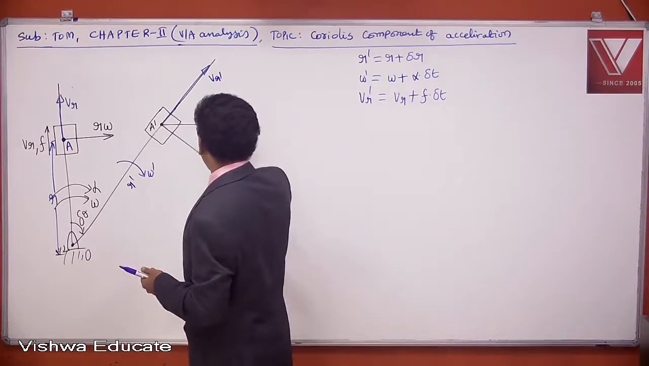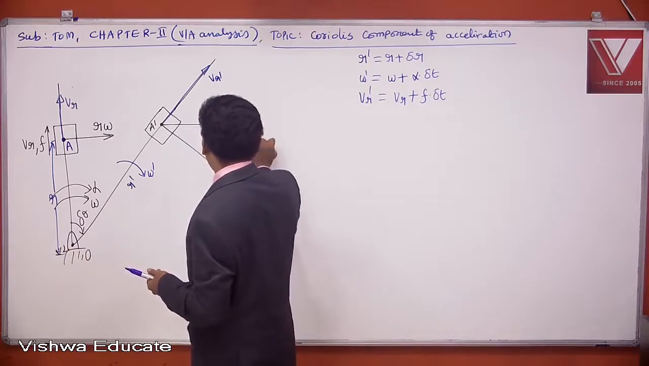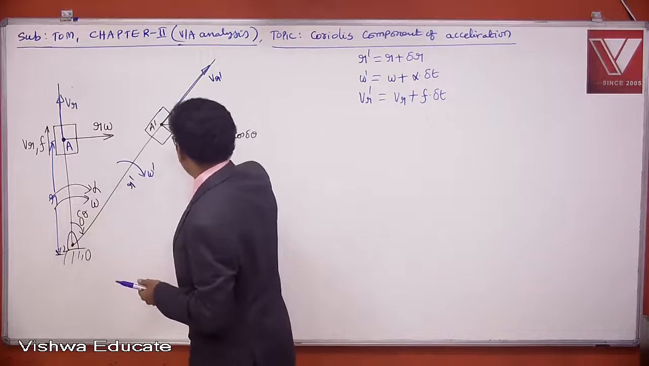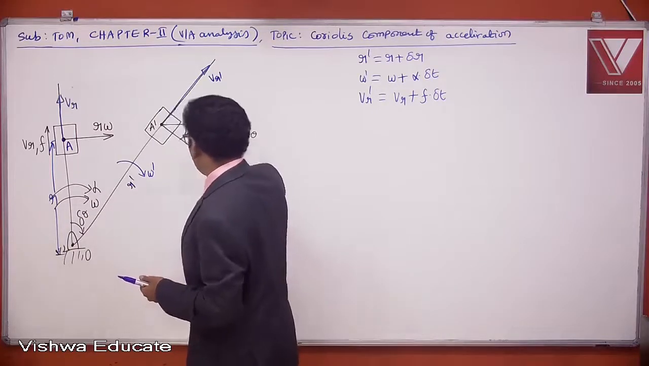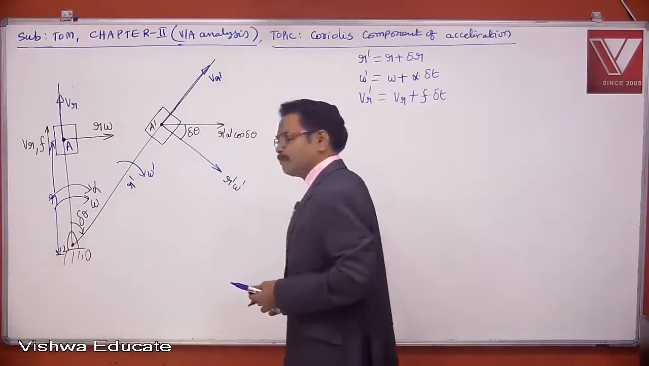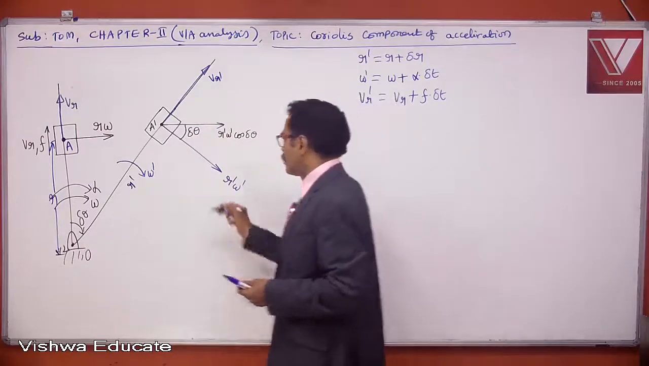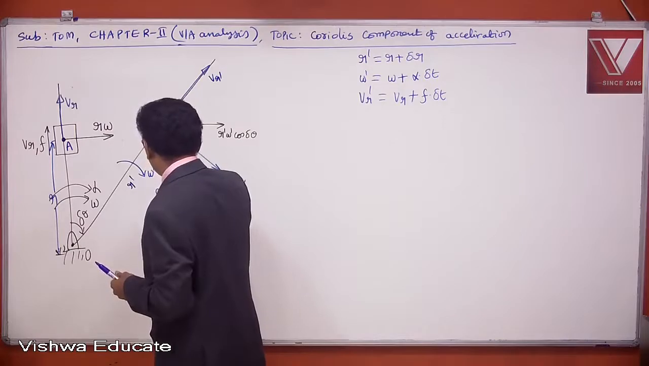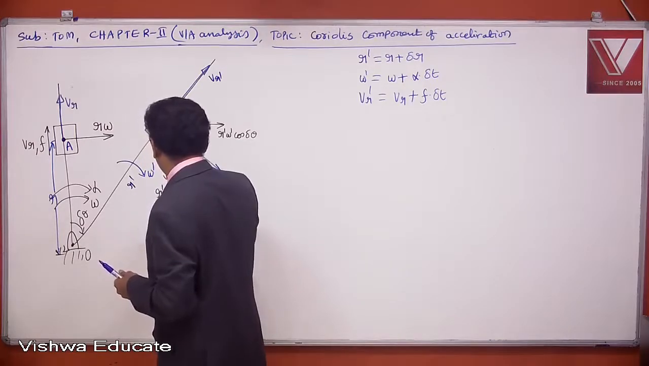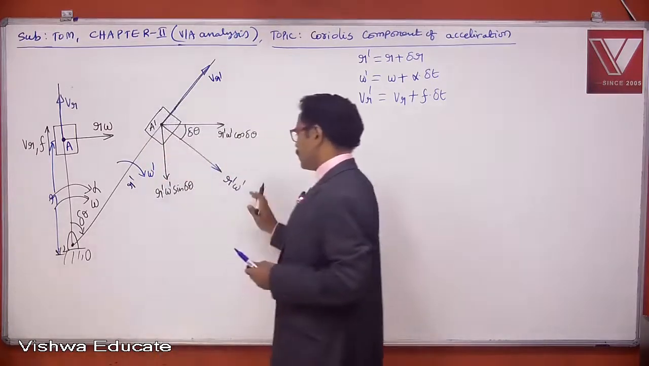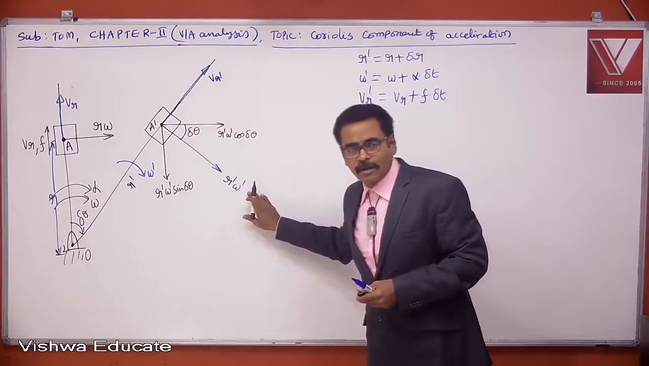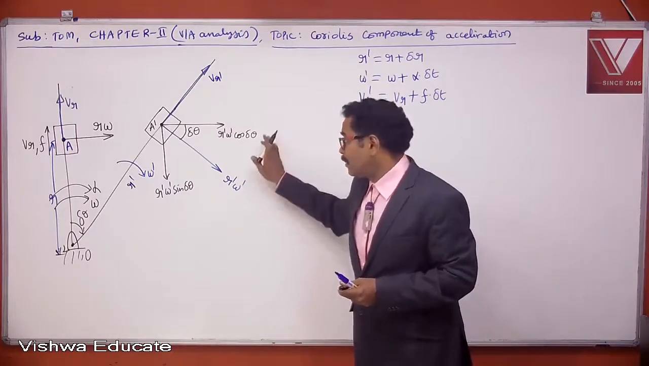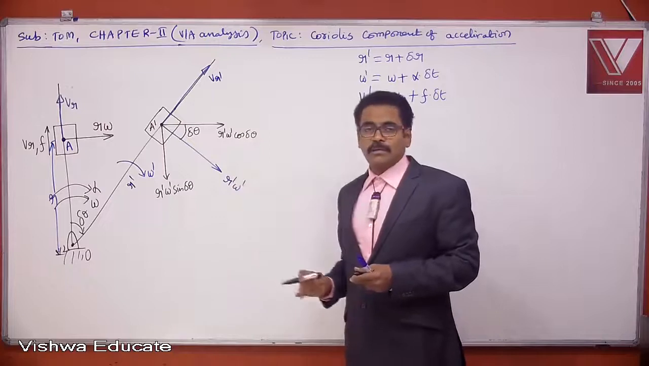Definitely the horizontal component is r dash omega dash cos delta theta. If this angle is delta theta, this angle also will be delta theta. And what is the vertical component of r dash omega dash? The vertical component of r dash omega dash is r dash omega dash sine delta theta. I resolve r dash omega dash into two components, horizontal component and vertical component.